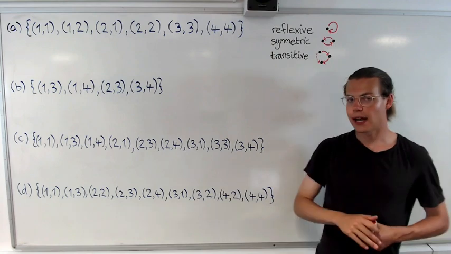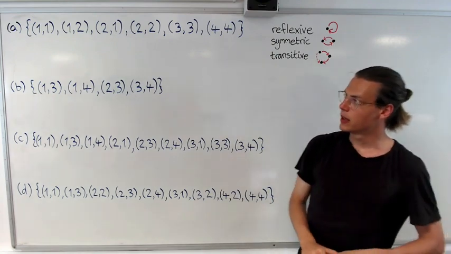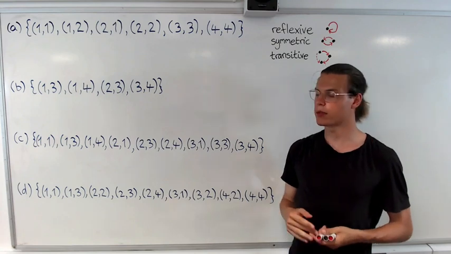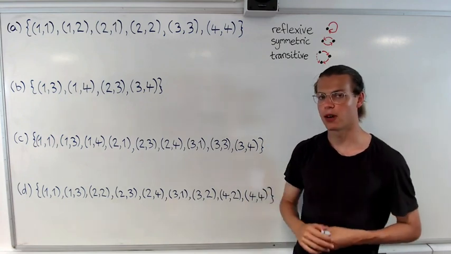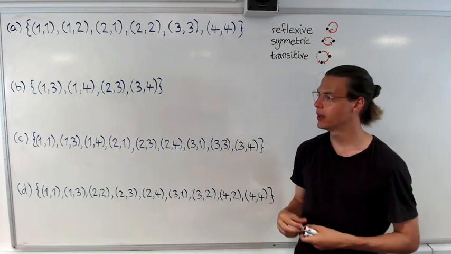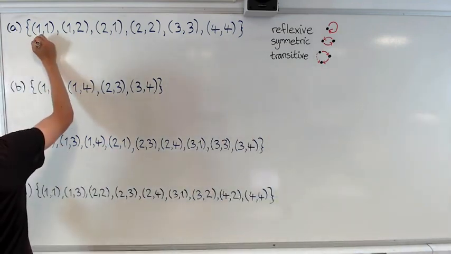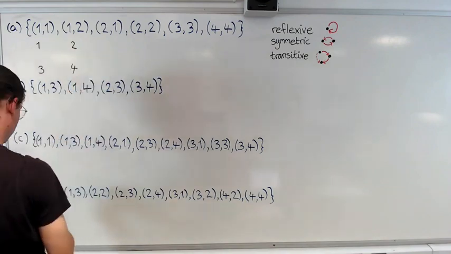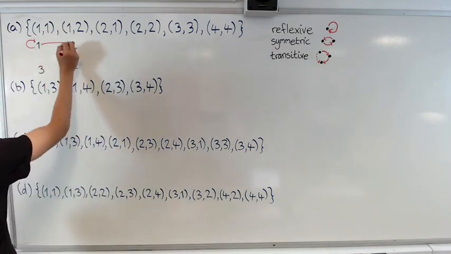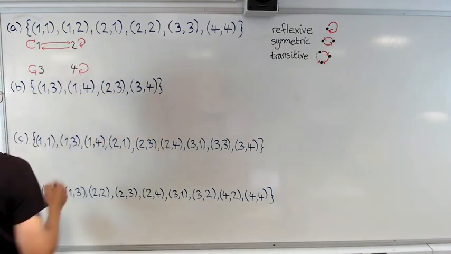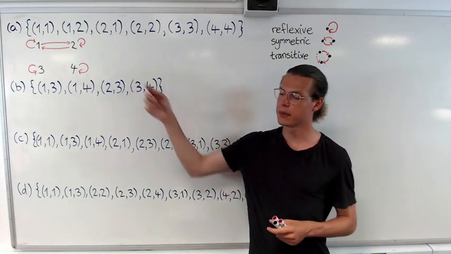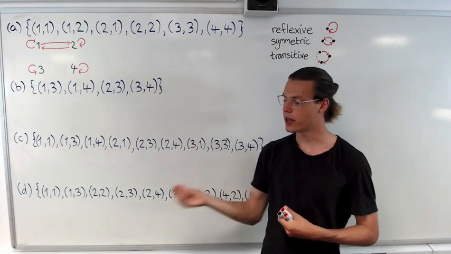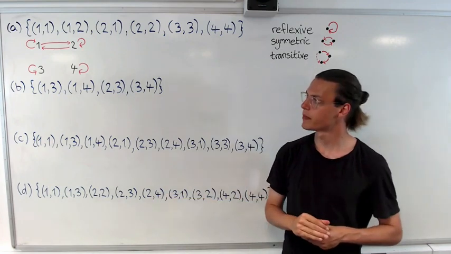So let's take a look at the first relation. Now, in order to answer the question, it's useful to get a visual representation of the relation in question. So let's do that. In this diagram, pairs of elements that are related have an arrow joining the first of the pair to the second.